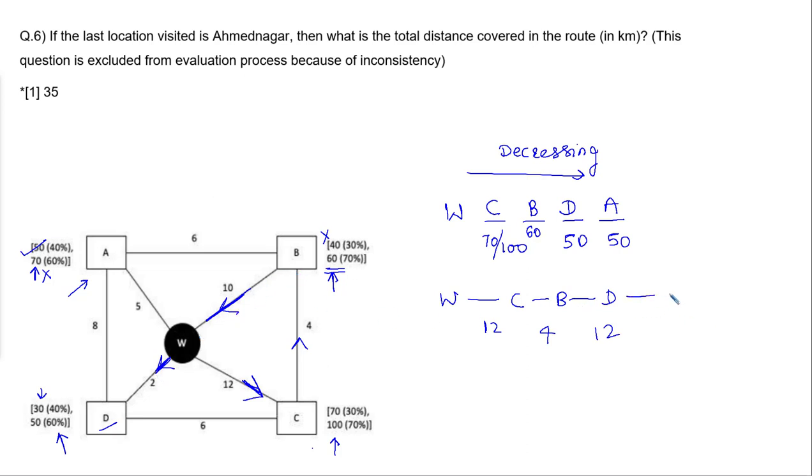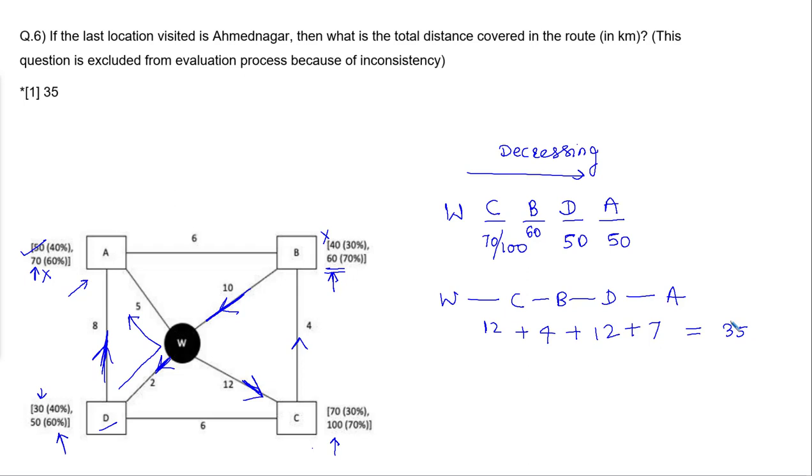And after that, to reach location A, supplier can take this 8 distance route, or supplier can take this 2 plus 5 distance route. Which one is having the least length? 2 plus 5. So the distance traveled by D to A is 7. So over here, the total distance traveled by supplier is equal to how much? Let's add these numbers. 12 and 12, 24, and 4 makes 28, plus 7 is 35 is the total distance traveled.